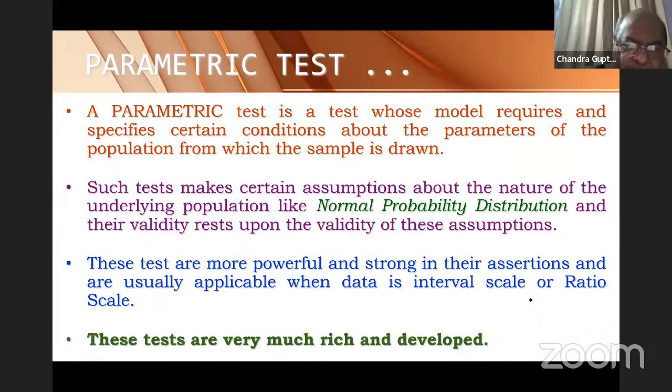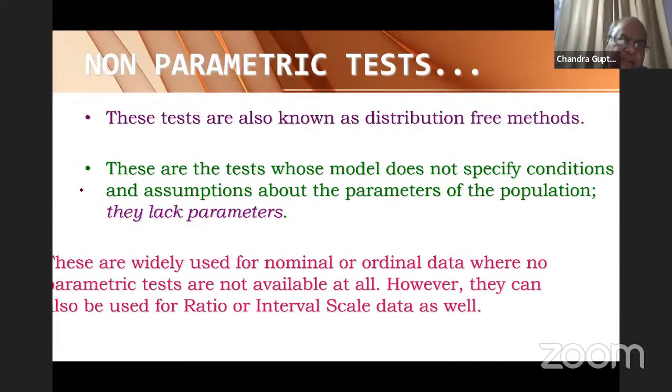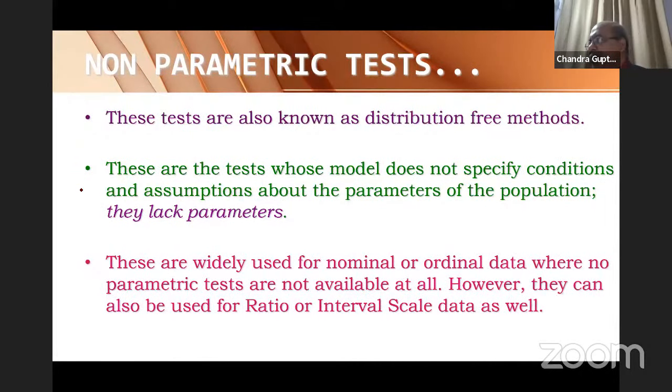Parametric test is a test whose model requires and specifies certain conditions about the parameters of the population from which the sample is drawn. And that assumption may be assumption about normality, assumption about a particular parameter value. You know, all those things you have to find out. Yes, majority of the case you'll find it is the normal probability distribution. And any test which is not making any assumption about parameters of the population, that will be called non-parametric.